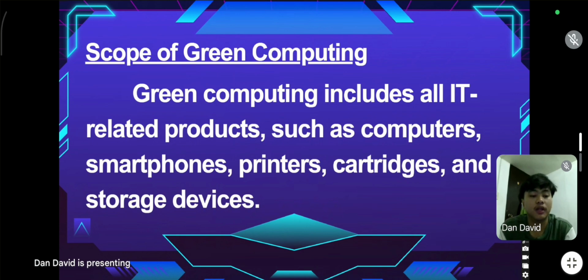Scope of green computing. Green computing includes all IT-related products such as computers, smartphones, printers, cartridges, and storage devices. Green computing is comprehensive and not limited to one category of devices, emphasizing holistic sustainability.